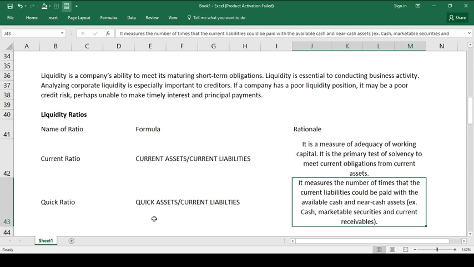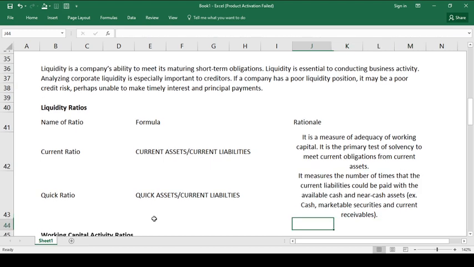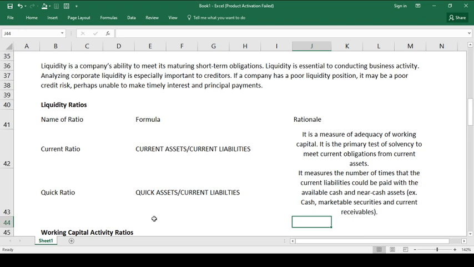in determining the liquidity of the company because the basis of the company to pay its current liabilities are those assets that can be easily converted into cash or the cash itself. Okay? So that's it. Yun po yung mga liquidity ratios na common na dapat nating intindihin.